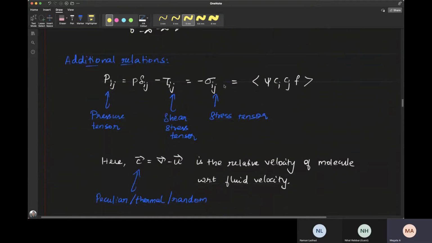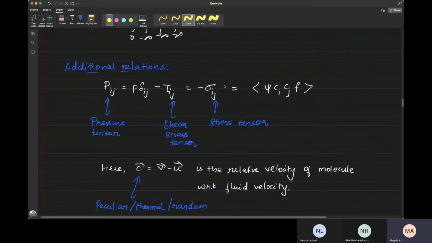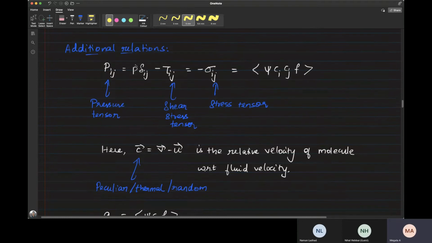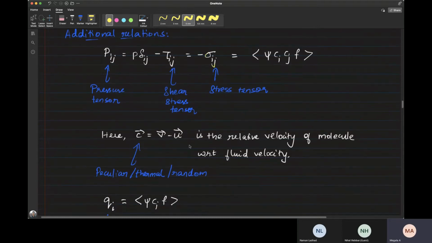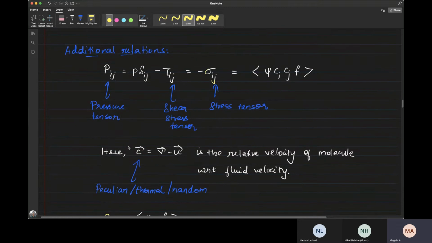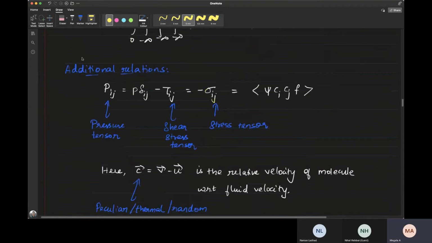So now let us consider more relations. Now that we have defined our macroscopic variables, we have not yet defined the stress tensor and heat flux vector. Let us define those also. Now the pressure tensor is minus the stress tensor, as we all know from the macroscopic relations. It is written as P delta ij minus tau ij, where tau ij is the shear stress tensor and P delta ij is the isotropic component of stress.